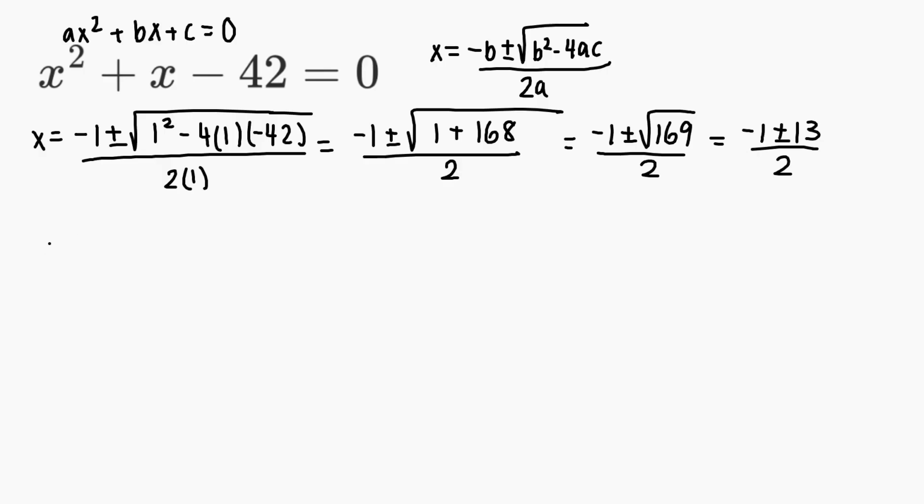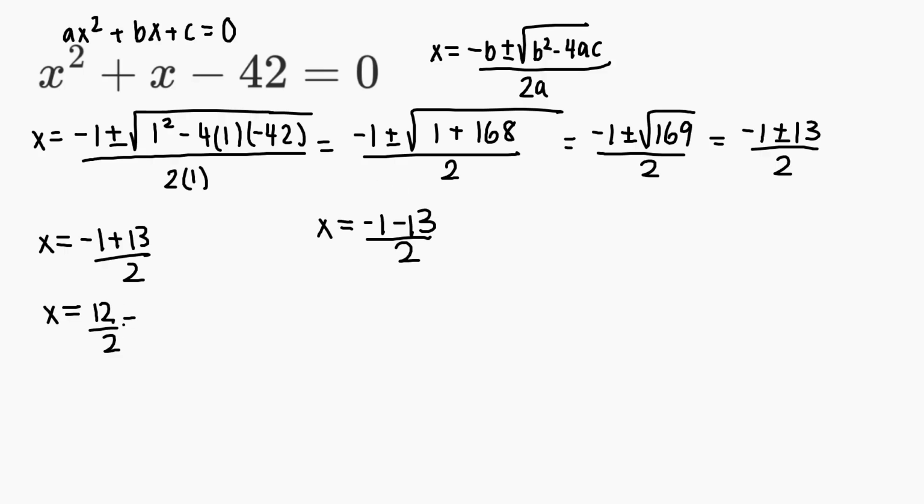So we know we have our two solutions. One of them is x equals -1 plus 13 divided by 2. And the other one is x equals -1 minus 13 divided by 2. This gives us x equals 12 divided by 2, which is 6. And this one gives us x equals -14 divided by 2, which is -7. Our two solutions are -7 and 6.